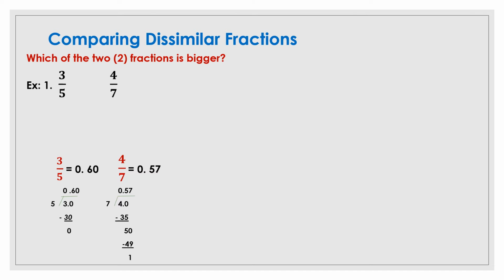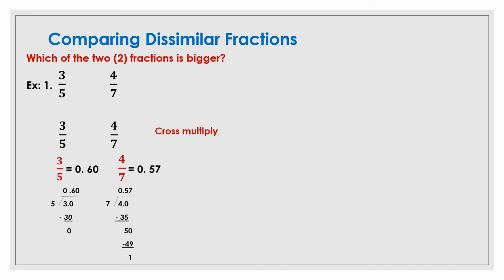Ito naman na 4 divided by 7, we have to place the decimal point on top. Then 40 divided by 7 is 5. So 5 times 7 is 35. Then subtract natin 40 minus 35, we have 5. Then bring down 0. Then 50 divided by 7, we have 7. So 7 times 7 is 49. So ang natira dito ay 1. Therefore, itong 4 over 7 ay 0.57. So, nakikita natin dito na itong 3/5 ay greater than this 4 over 7.